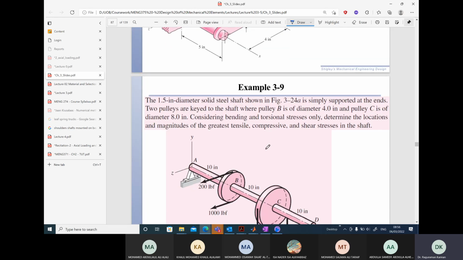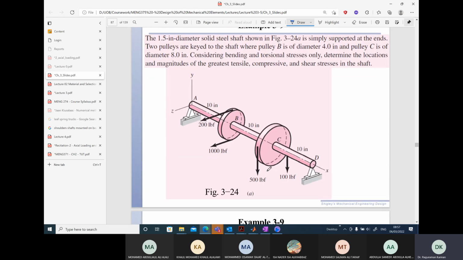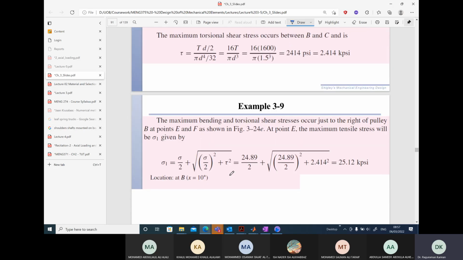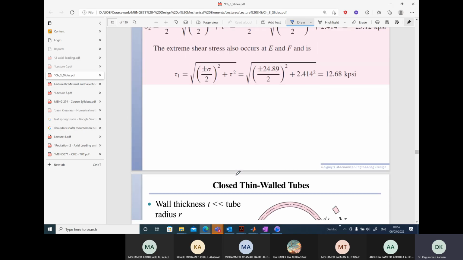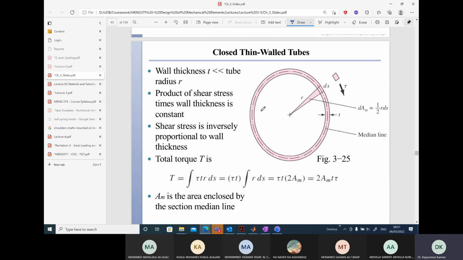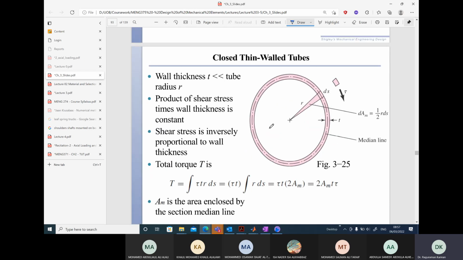Now this problem also I have completed, so I'm not going to solve it again. For circular or square cross sections, it is completed. Next class, we will continue with formulas for thin-wall tubes, and we will complete this chapter and move on to a new chapter.